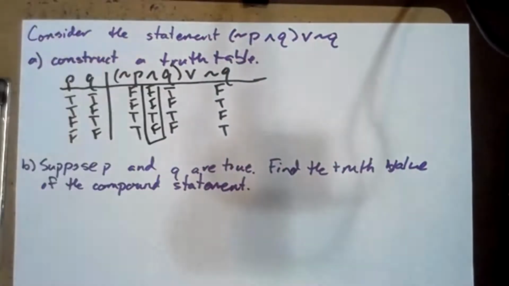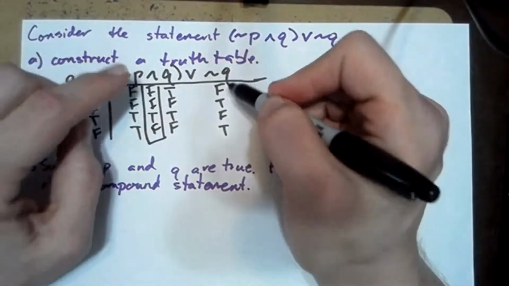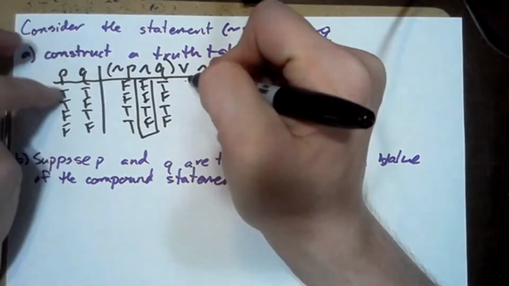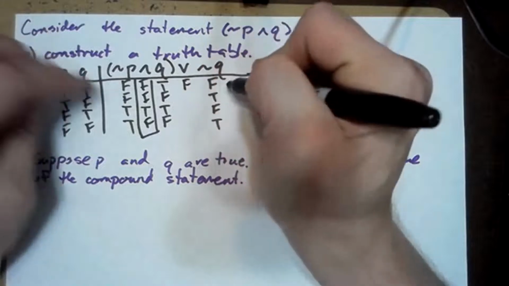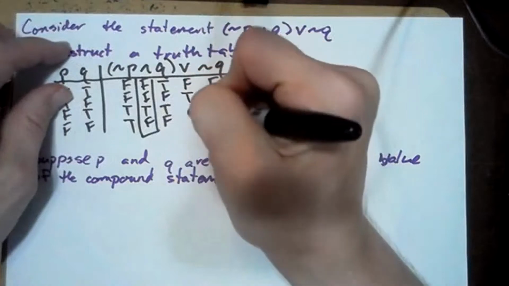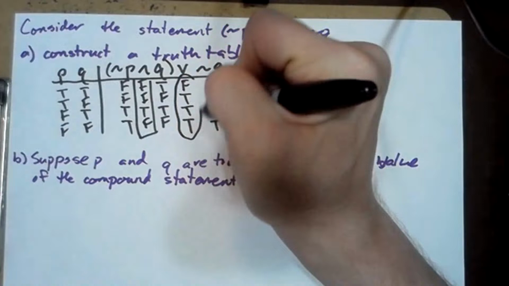And now we check the OR. The OR is true if either is true. So it's false if they're both false, or false if both P and Q are true. But at all other times, one of these statements has to be true. So it's true, true, true. Put that in a circle.